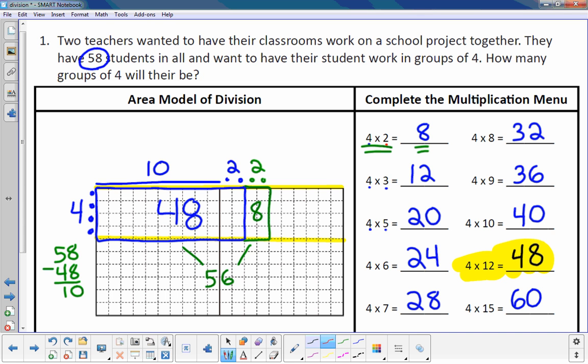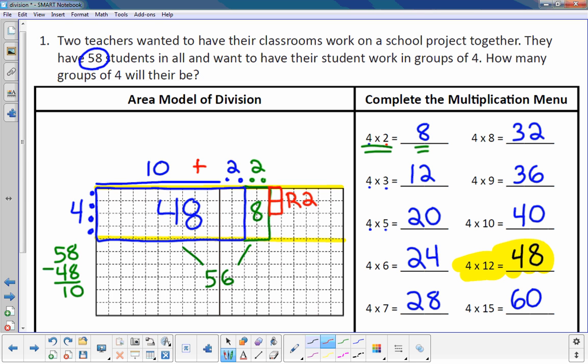Since I'm 2 away, that's less than 4. I cannot make another column of 4. So what I'm going to do is draw 2 little tiles or squares and put an R2. And that represents remainder 2. That's what I have left over. And they kind of look like they're dangling there because they're not part of a column of 4. And that's significant to me as a mathematician because that's a remainder.